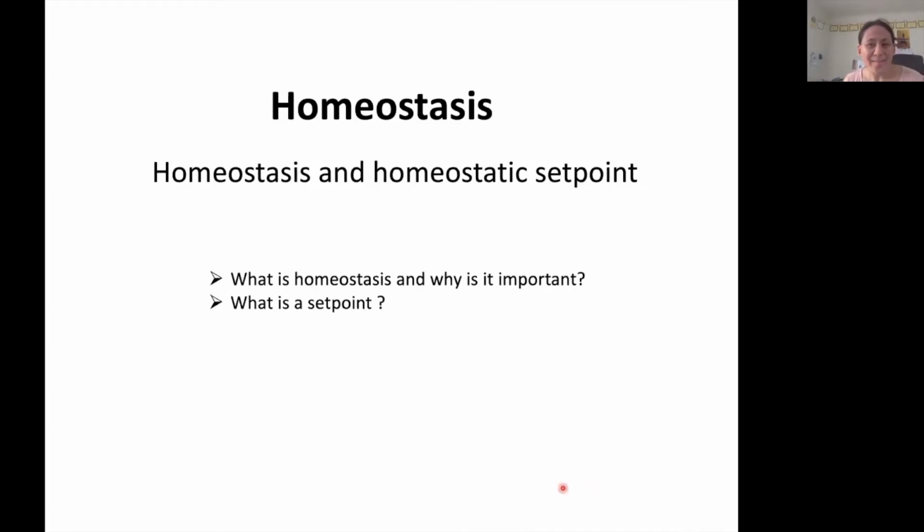All right, everyone. So here we are. Let's get started. Our first topic of the semester is homeostasis. We're going to be talking about, in this recording, homeostasis and homeostatic set point.